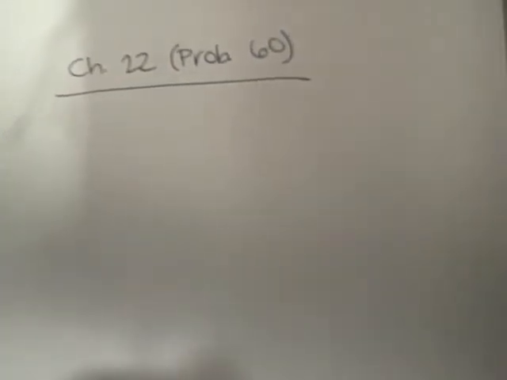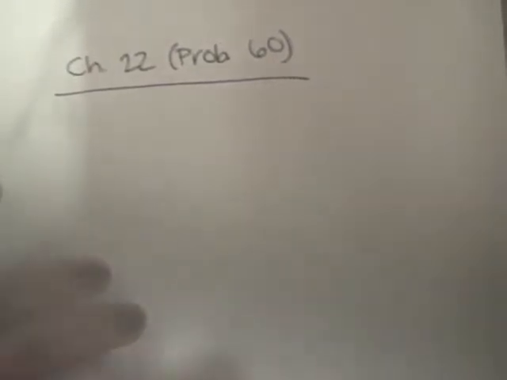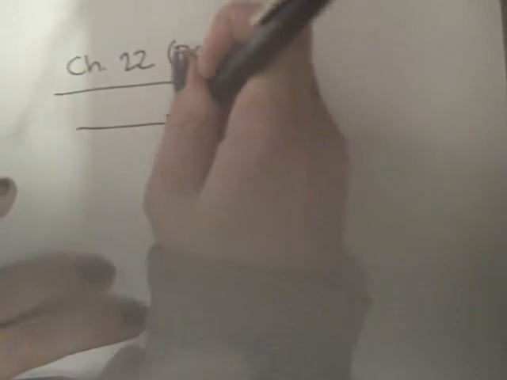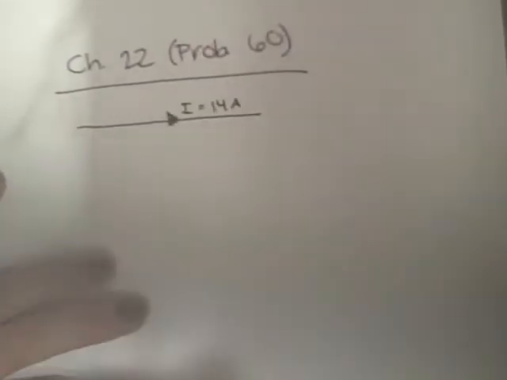The last problem we have to get to, since I got cut off in the last video, is problem number 60 from chapter 22, which says you have one horizontal wire with a current going to the right, and the current has a value of 14 amps.